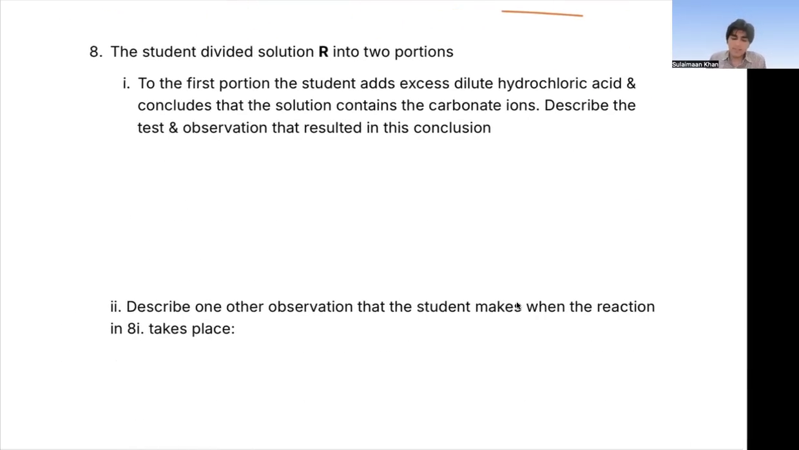अच्छा जी. The student divided solution R into two. What do you mean? The student divided solution R into two portions.